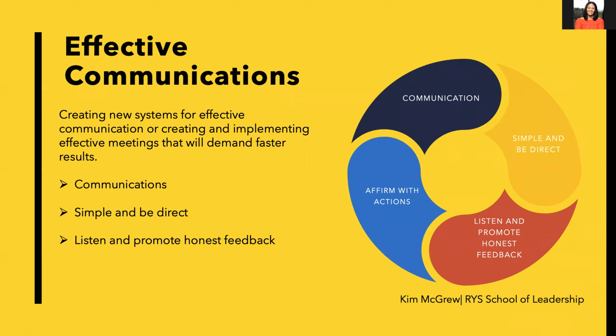Let's start with our first improvement that we will need to make, which will be effective communications. Creating new systems for effective communication, or creating and implementing effective meetings that will demand faster results. So therefore, meeting one-on-one, implementing various systems where we can have maximum communications: emails, one-on-ones, monthly meetings, quarterly meetings, bringing in the powers that be, those executive staff, as well as the group workers that we work with and that they work with families throughout our institution.